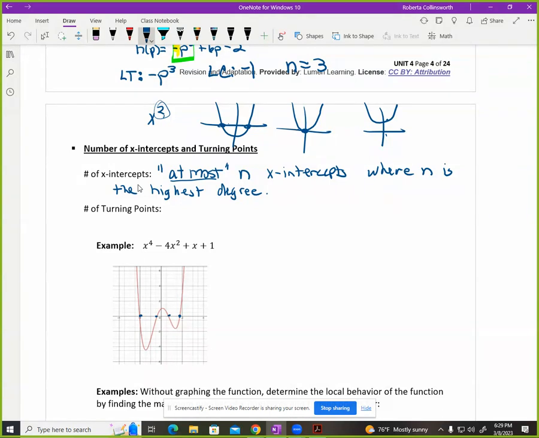Turning points means at most you're going to have n minus 1 turning points. Again, where n is the highest degree.